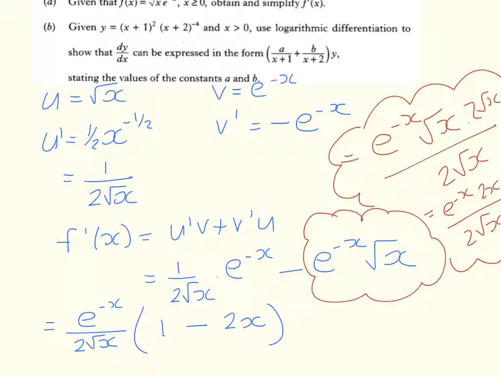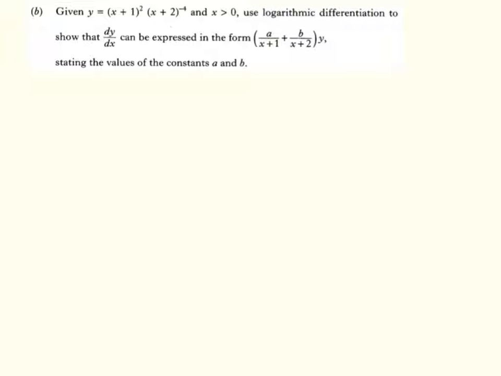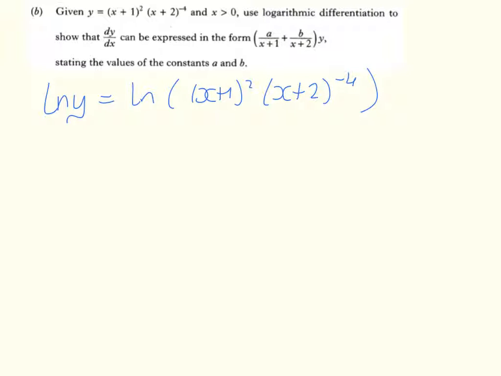For part B, we're asked to use logarithmic differentiation to show that the derivative can be expressed in this form, stating the values of a and b. So we're going to start by taking logs of both sides. So ln y equals ln of all of this, x plus 1 squared times x plus 2 to the minus 4. Now, before I do any differentiation, I'm using my log rules to rearrange.